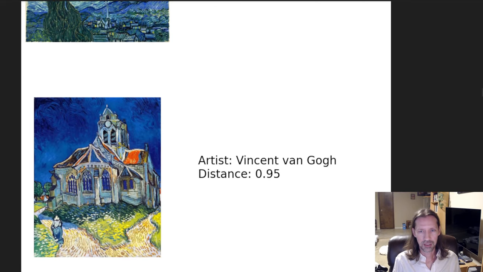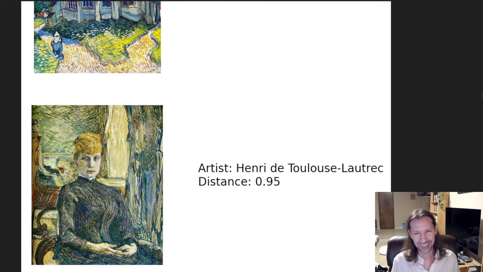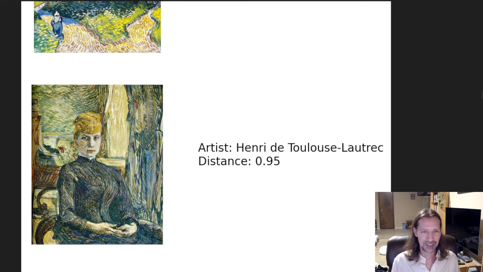And then we get another Van Gogh painting. And we should expect that. Vincent Van Gogh has a pretty distinctive style. But then who's this French dude? Toulouse-Lautrec? Well, it turns out that Toulouse-Lautrec knew Vincent Van Gogh. He even painted a portrait of him. And the two of them have been noted for having some similarities in their style. So it's not surprising to see him in these search results.